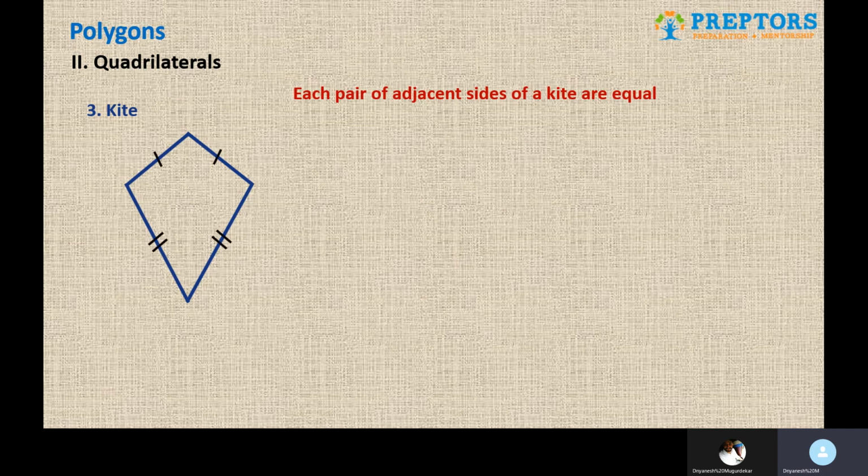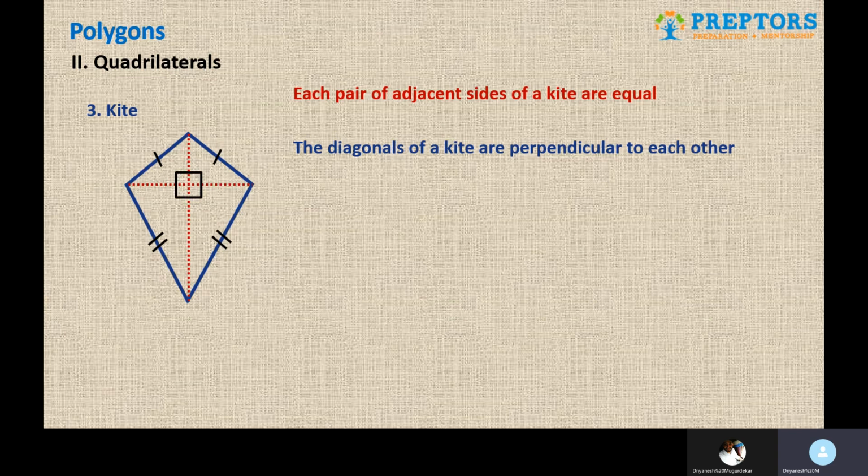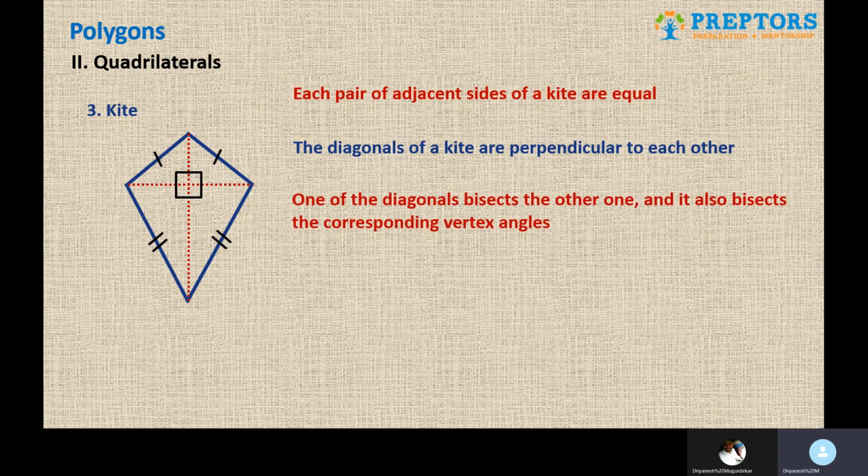Let's start with the properties of the kite. The first one: the diagonals are perpendicular to each other. They will intersect at 90 degrees. Then one of the diagonals will bisect the other diagonal, and it will also bisect the corresponding vertex angle. Suppose the vertical diagonal: it will not only divide the horizontal diagonal into two equal parts, but it will also divide the corresponding vertex angle. Then as usual, perimeter: two pairs of adjacent sides, a plus a is 2a and b plus b is 2b, so that is 2 times a plus b.